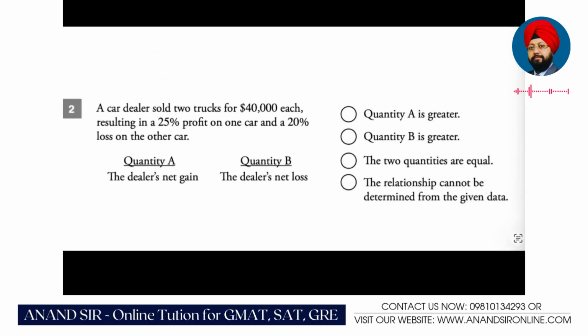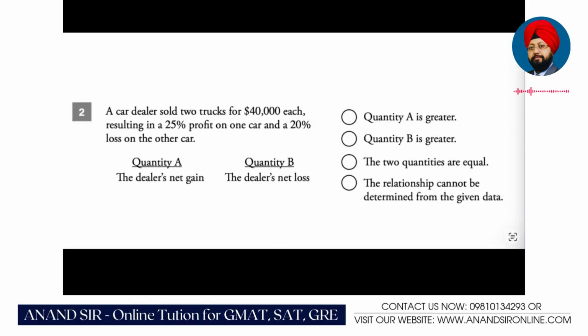A car dealer sold 2 trucks at 40,000 each, resulting in a 25% profit on one truck and a 20% loss on the other, right? Compare the dealer's net gain and the dealer's net loss. He sold each at 40,000. On one, he got a profit of 25%. It means if the cost of the first truck is X, then 1.25X is equal to 40,000. So the cost of the first truck was 40,000 divided by 1.25.